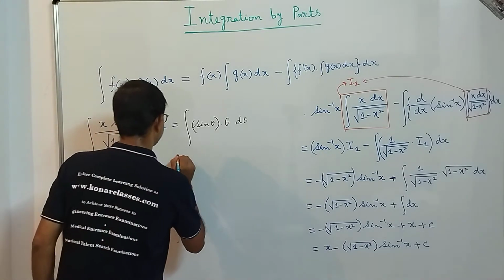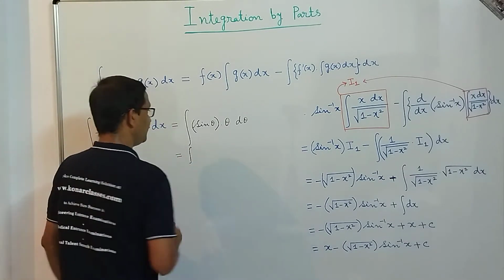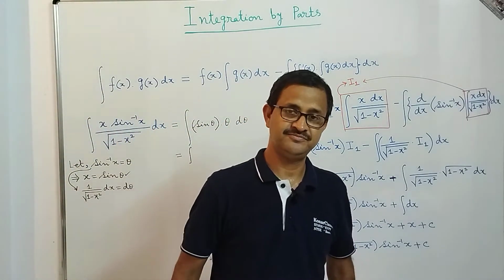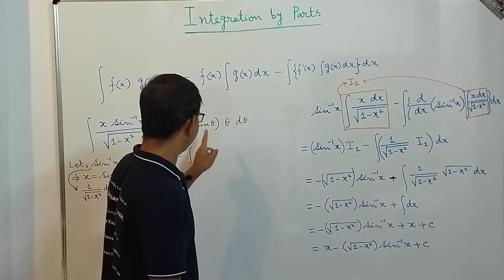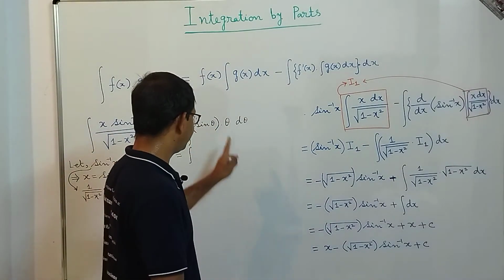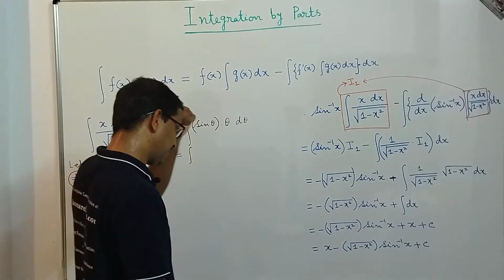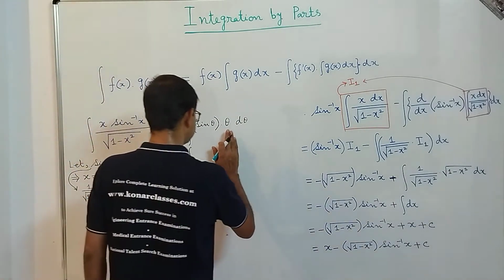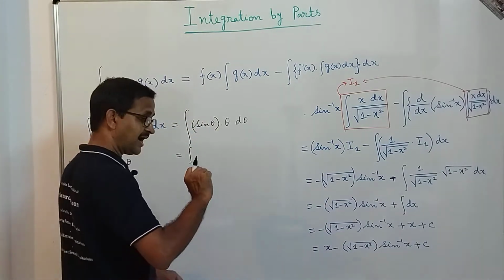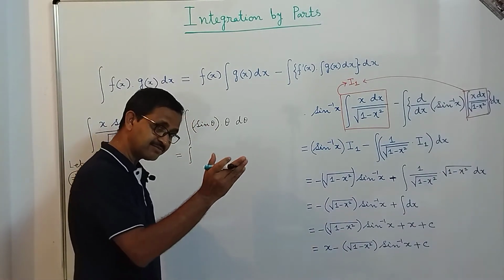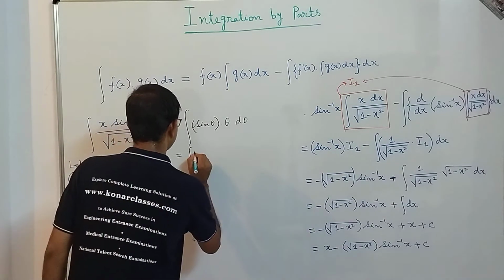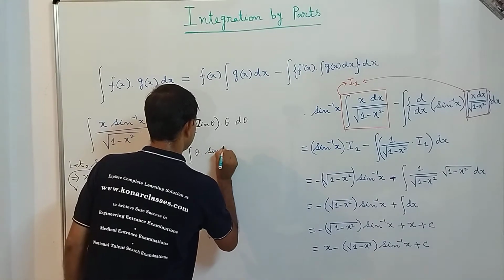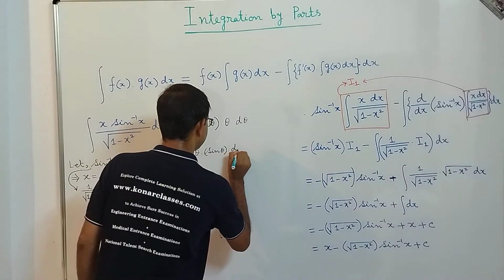Okay, so what do we get here? This is equal to the integration. We see that between theta and sine theta, both are directly integrable, out of which sine theta is a trigonometric function and theta is algebraic. So according to our Euler rule, we should consider theta as the first function. Algebraic function comes left to the trigonometric function, so you should take theta as the first function and sine theta as the second function. Okay, so theta into sine theta d theta.